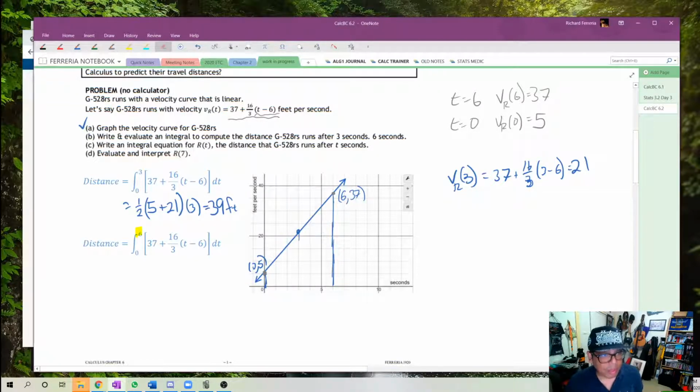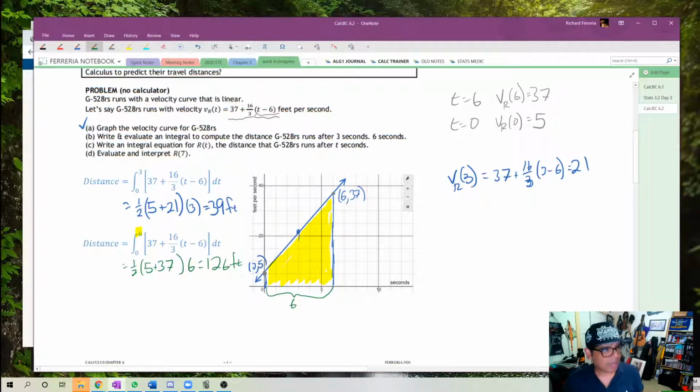So now the area, which tells us the distance, is going to be the area of this larger trapezoid. So what is the area of this trapezoid? Again, 1/2. The base on the left is 5. The base on the right side is 37. The height this time is 6. And this is equal to 126 feet.